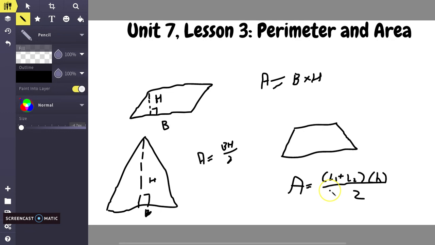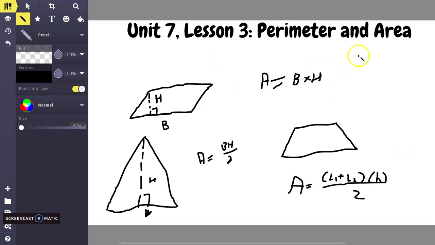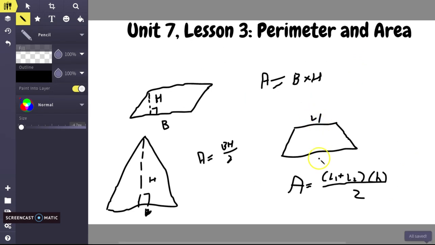Area for a trapezoid is going to be one length plus the other one, all of that times h, all of that divided by 2. So the only thing that might be confusing to you is the L1 and L2. Well, the L1 could be either one of these lengths, and it could be either one like that. And then the height is just going to be not one of the slanted lengths, just this. So that's how that would go.